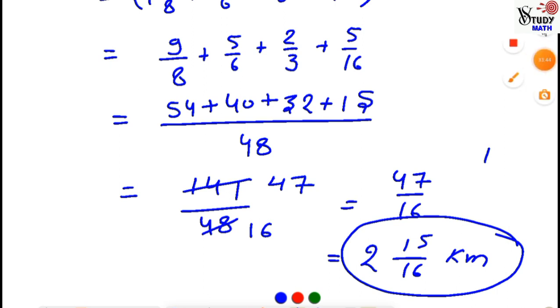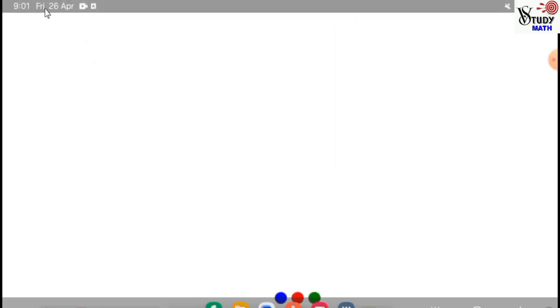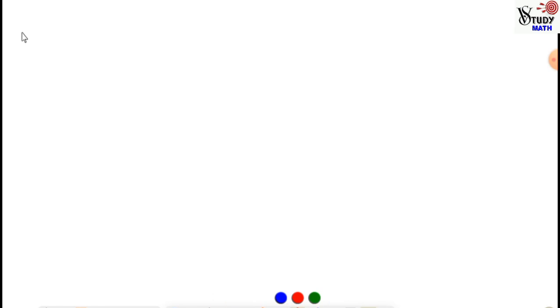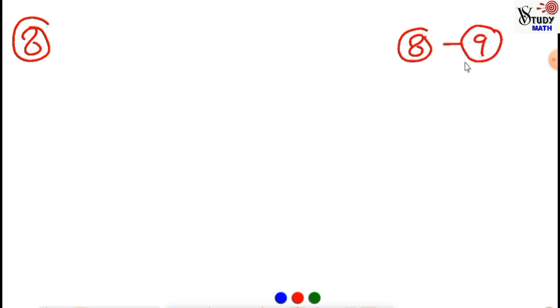Now move to the next question. My dear students, in place of question number 8, I solved question number 9. That is Rohit's travel distance. The previous question is not question number 8; it is question number 9. Okay. Now I'm going to solve question number 8, which is given here.